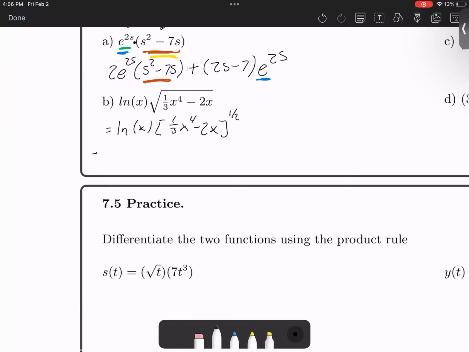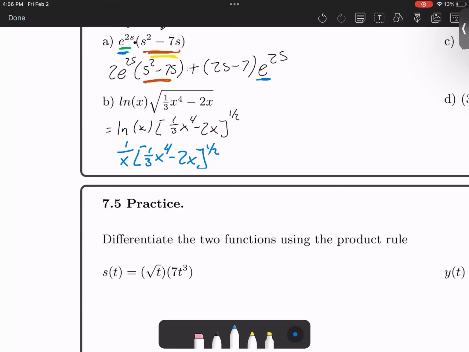The derivative of this will be, we'll differentiate the natural log first, we'll get a 1/x. We'll copy down everything inside the square brackets. In fact, the entire square bracket. We're going to copy down the second term.